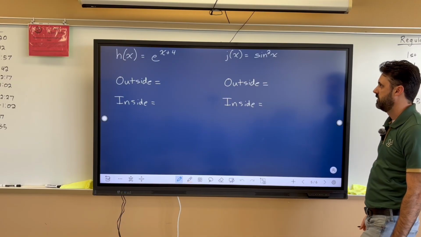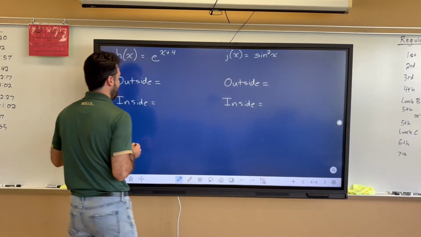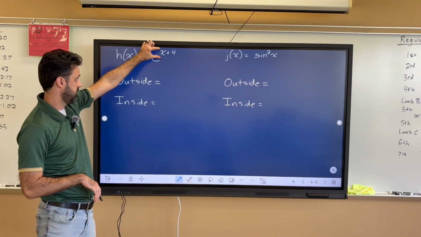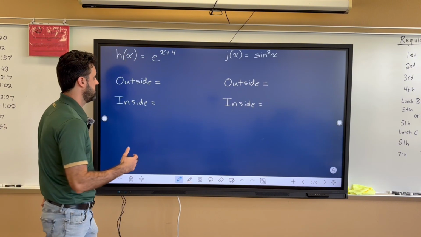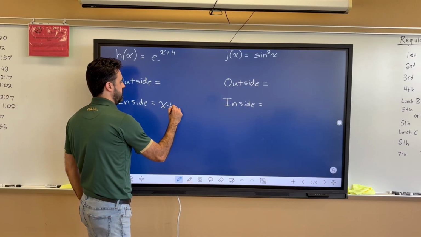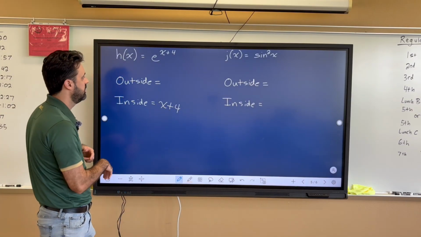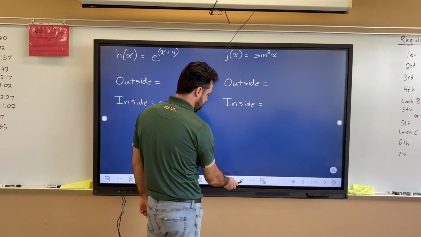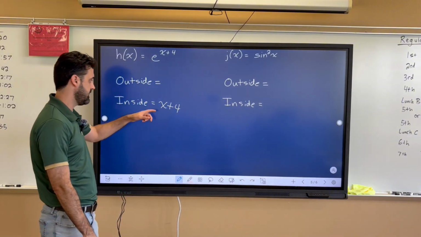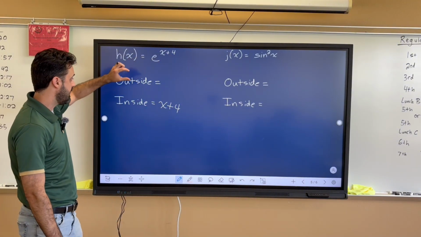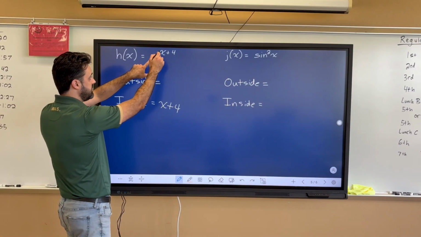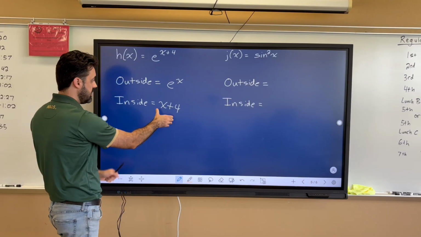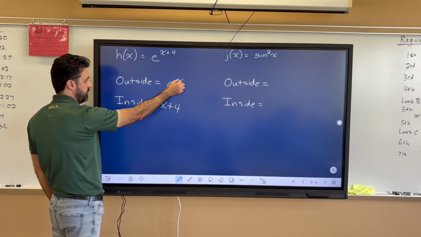All right, a few more. Again, inside, outside. Here x is in the exponent, but it's not by itself. So the inside is x plus 4. It doesn't always have parentheses, but you could put parentheses around that. Usually we do exponents without parentheses. So the inside is the entire exponent. The outside function is e to the something, or again, just e to the x. And if I took x plus 4 and plugged it in for x, we're right back here.